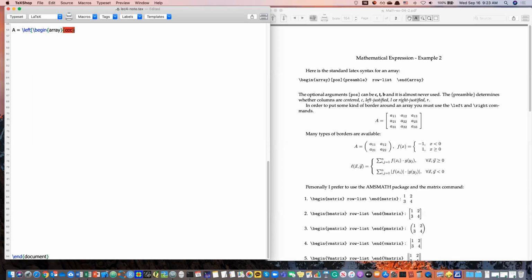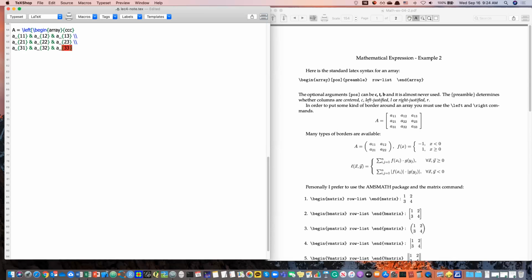Now we say A sub 1 1, and A sub 1 2, and A sub 1 3. Then the double backslash moves to the next row. The and symbol separates the columns. Then A sub 2 1 and A sub 2 2, and A sub 2 3, and then A sub 3 1, A sub 3 2, A sub 3 3.